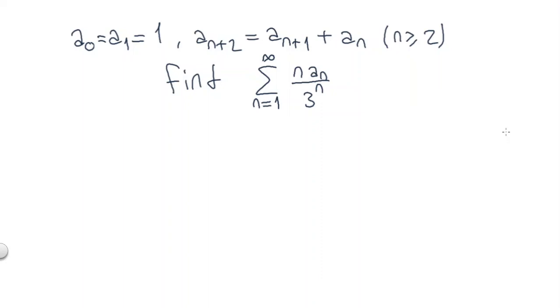Hi there! I have a nice infinite sum problem for you, which involves the Fibonacci sequence, which is defined by a0 = 0 and a1 = 1, and we find the next term by adding up the previous two terms. It's standard. And we are supposed to find a bit weird looking sum.